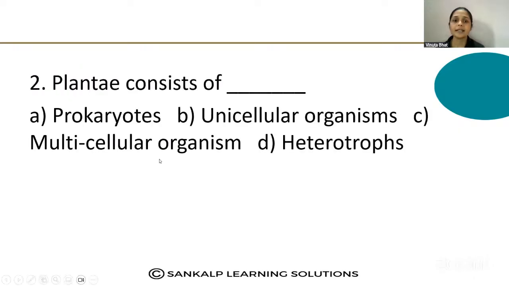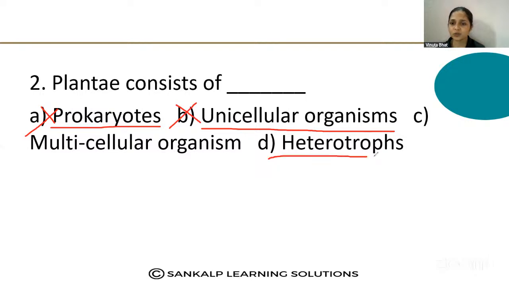Next question. Plantae consist of prokaryotes, unicellular organisms, multicellular organisms, heterotrophs. Yes, comment the correct option in the chat box. Here, plants are prokaryotes. No, plants are eukaryotes, right? Plants are unicellular organisms. No, plants are not unicellular organisms. Plants are heterotrophs. No, they are autotrophs. Plants include some unicellular, but most commonly they are multicellular. But option B is the wrong one.